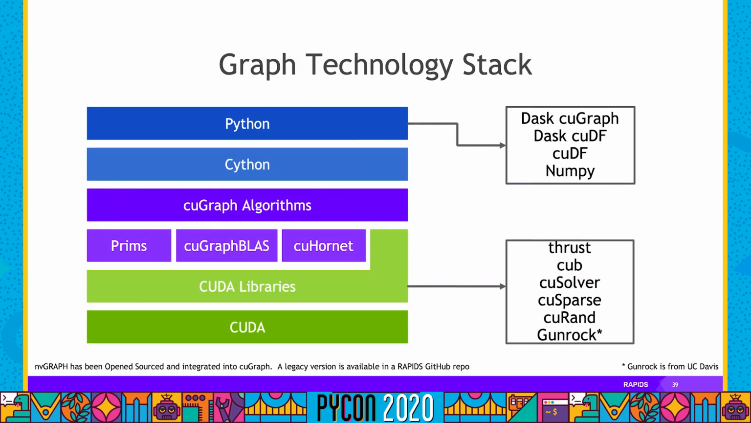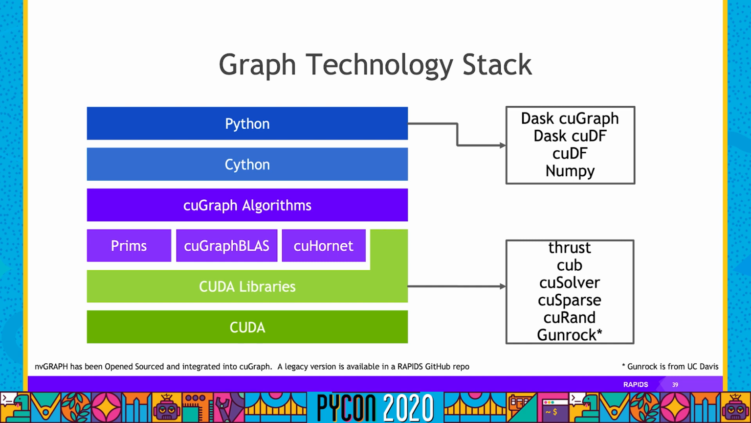Let's look at a little bit about the graph technology stack. Again, it probably looks very familiar to you, based on CUDA with CUDA libraries. Then here we have our primitives, cuGraph BLAS and cuHornet. The cuGraph algorithms are built using those primitives and those underlying technologies. And then, much like cuDF and cuML, there's a light Python layer that provides the Python APIs.